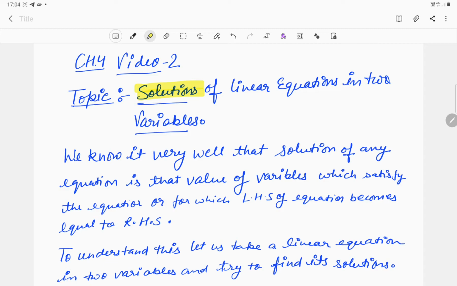Students, we know it very well that a solution of any equation is that value of the variables which satisfies the equation, or for which the left hand side of the equation becomes equal to the right hand side of the equation. So what we mean by solution, I hope you have understood.